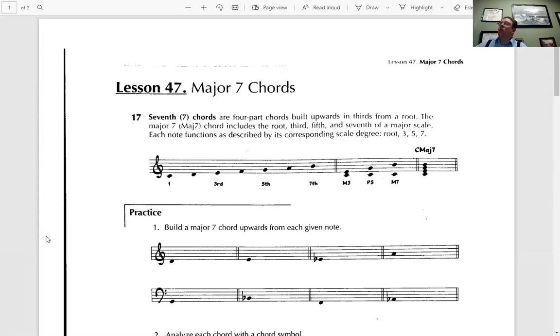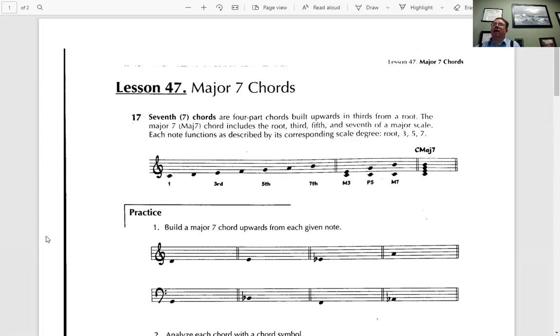They call it a seventh chord because the interval between the bottom note and the top note is a seventh. Now, it could be a major seventh, a minor seventh, or a diminished seventh. We're going to talk about all of those. The first one, though, is going to be the most straightforward, which is the major seventh chord.